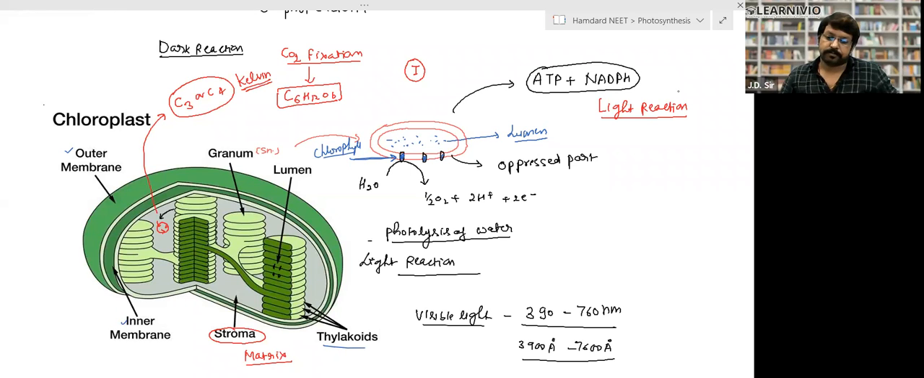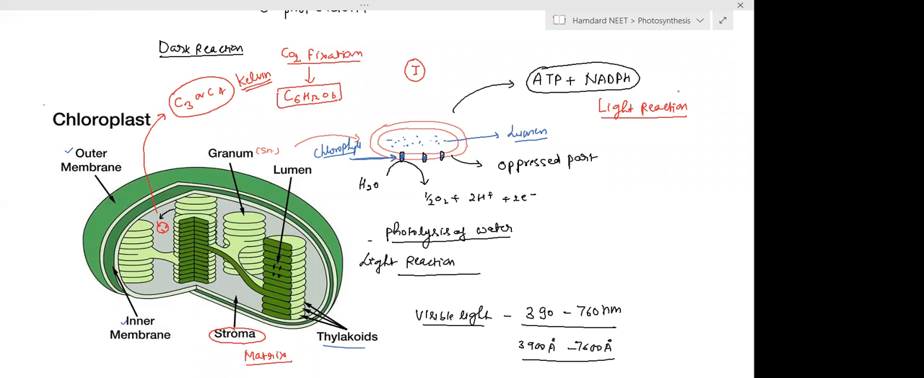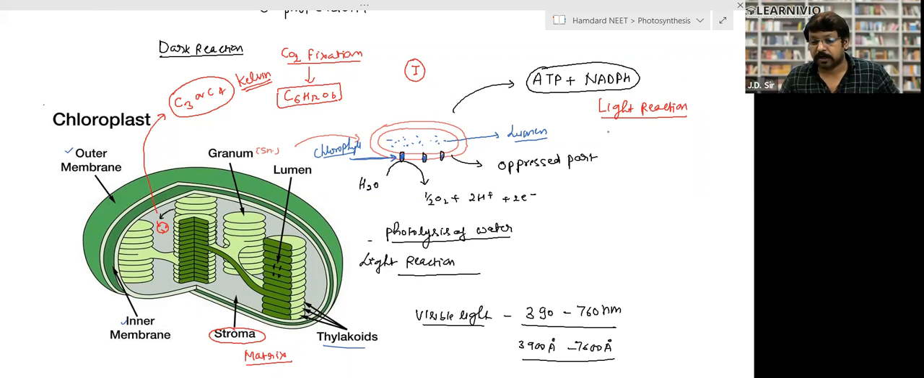Should I write it down? Yes. Please make this diagram. This is a very useful diagram, and I am going to write it down. One NADPH is equal to 3 ATP.